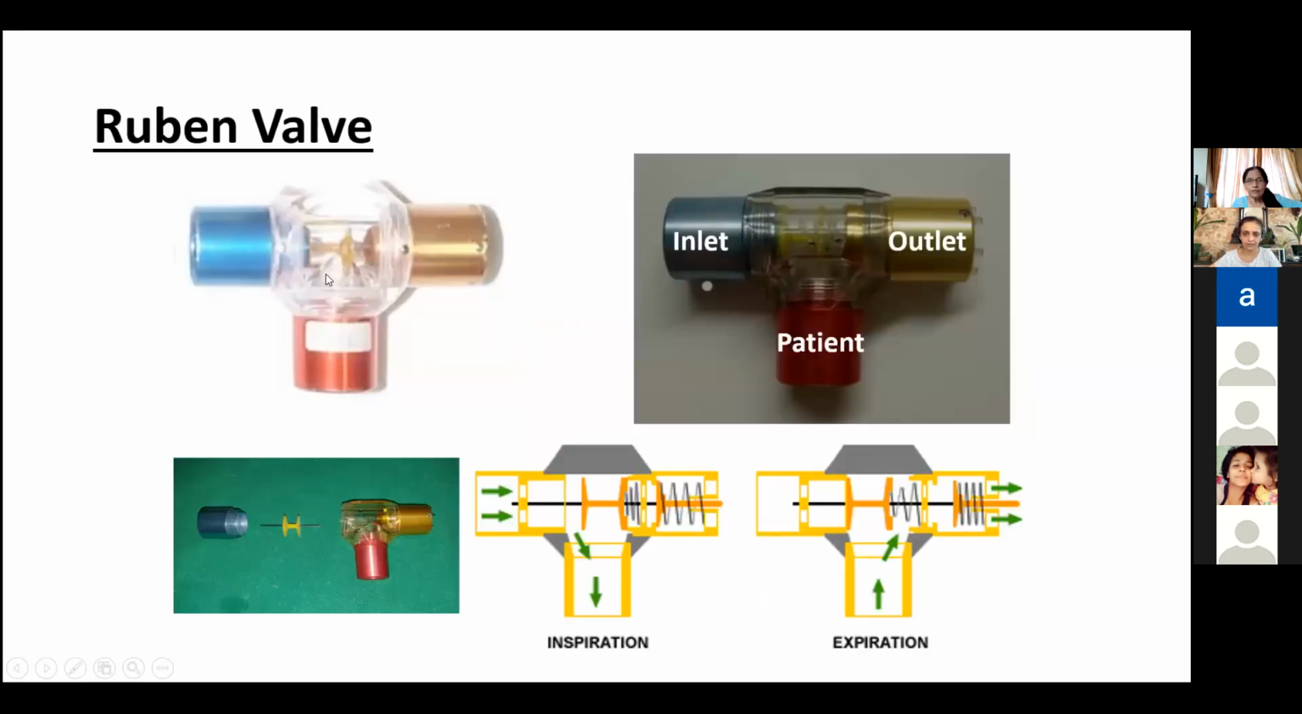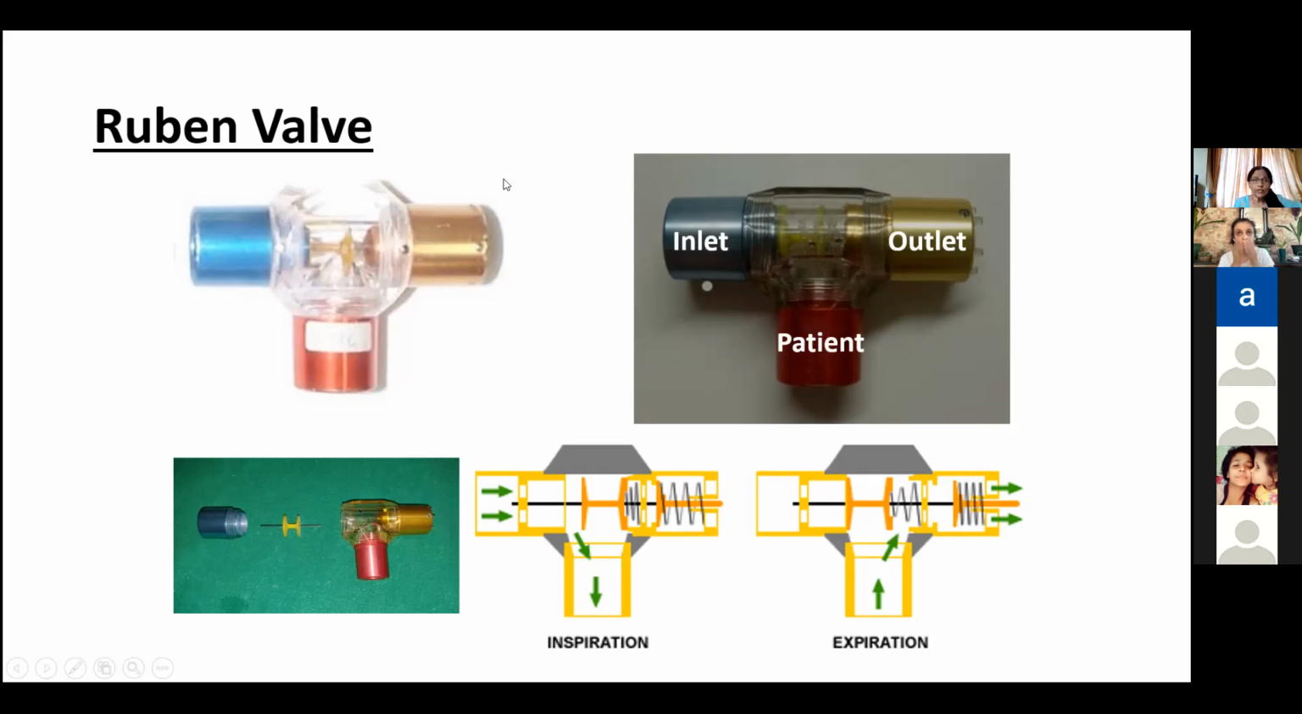This is Ruben valve. I told you this is called yarn spool, and here is a spring. How does it open? The yarn spool moves here, inhalation occurs. Then it comes back here, blocks the inspiratory port, so exhalation can occur. This valve can be used for both spontaneous and controlled breathing.